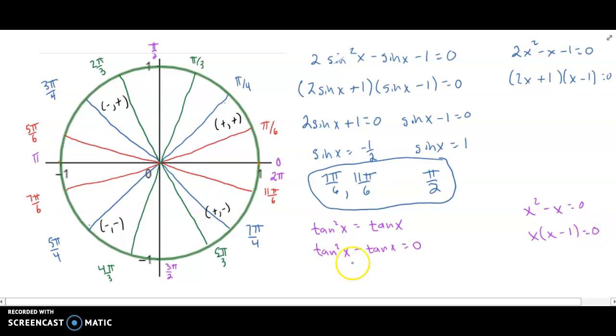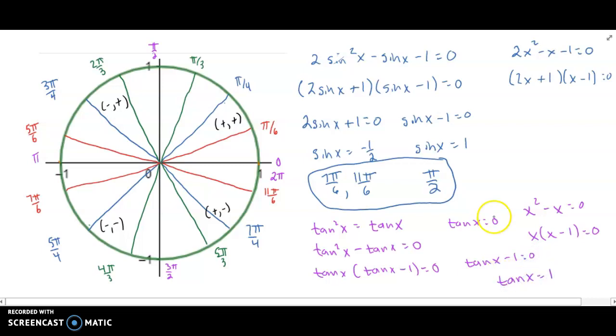We're going to do the same thing here. I'm going to take a tangent out of both. I'm running out of space here. I don't want to move my unit circle. But I'm going to set my 2 equations then. So tangent of x equals 0. And my other equation, tangent of x minus 1 equals 0, which means the tangent equals 1.